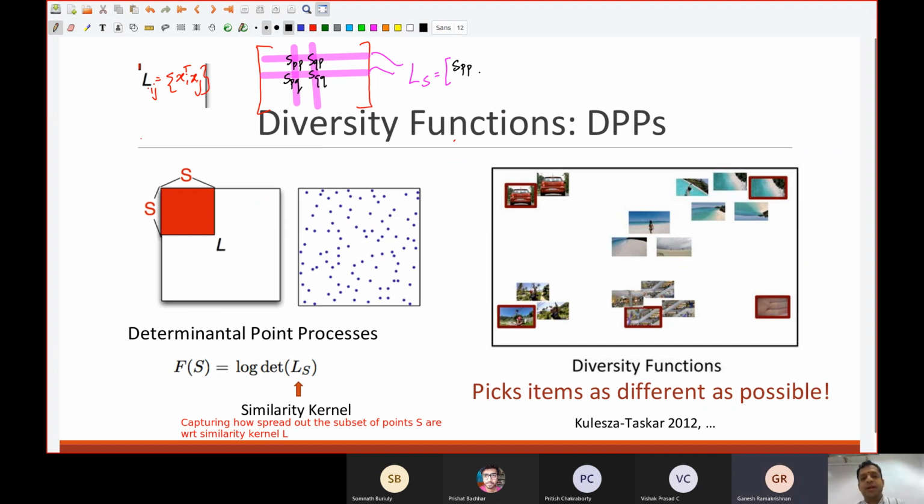Okay, so it'll be SPP, SQQ, SPQ, SQP, assuming that these are the 2 points, P and Q. I made a mistake, but it's okay. The similarities are supposed to be symmetric, so I should have written this as SQP ideally. So you'll have something like this. This is when S is just P comma Q. So you'll take a subset and determine the log of the determinant.